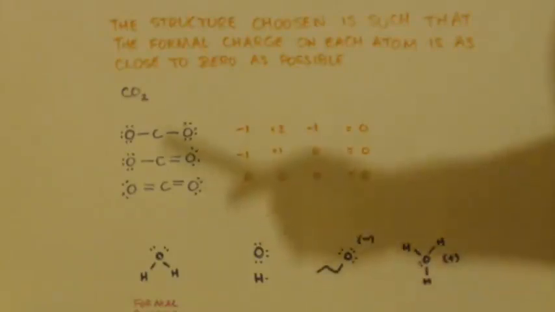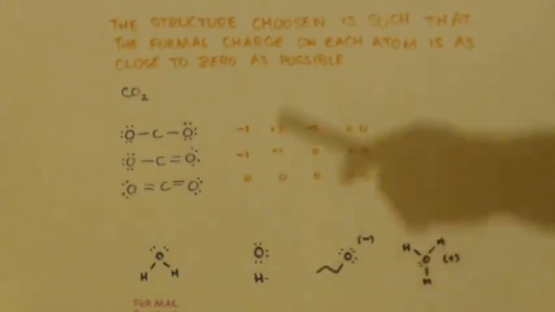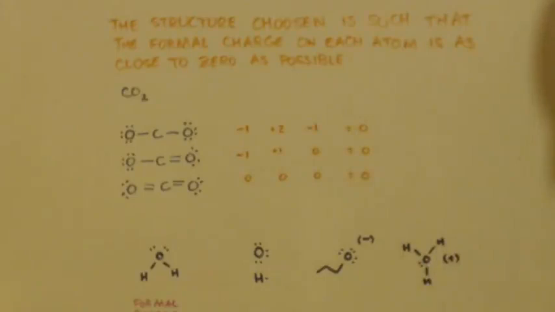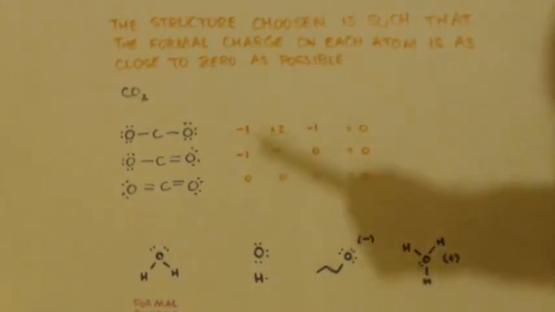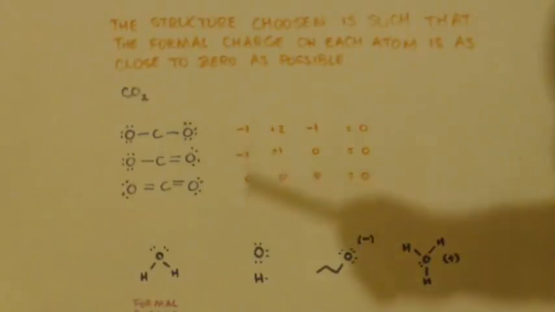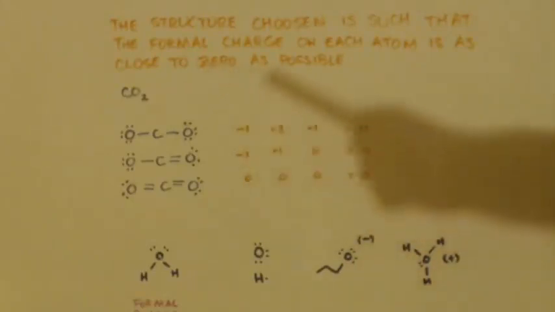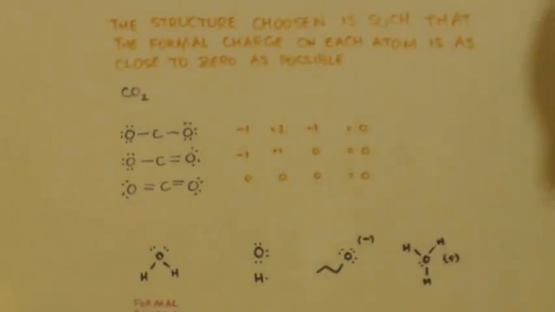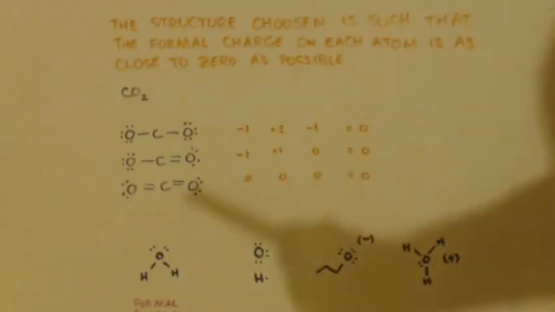Carbon is in group 4, so it has 4 electrons, and it does have 4 electrons. So how do I know which one is right if they all add up to 0? Well, look at them. These are all zeros, so they're the closest to 0. Remember, we have to get as close to 0 as possible for it to be correct. You can't get closer to 0 than being 0, right? So obviously it's this bottom answer here with the 2 double bonds.